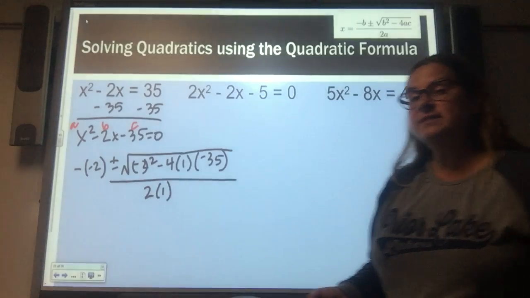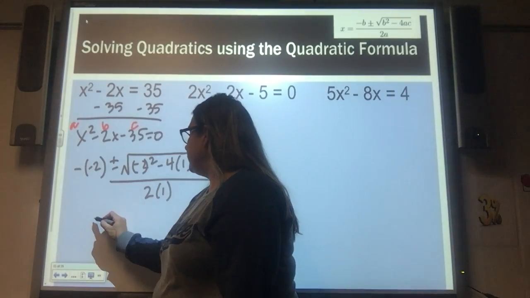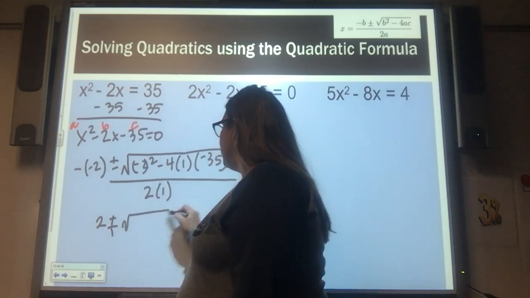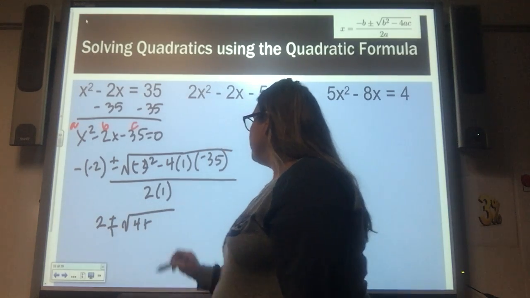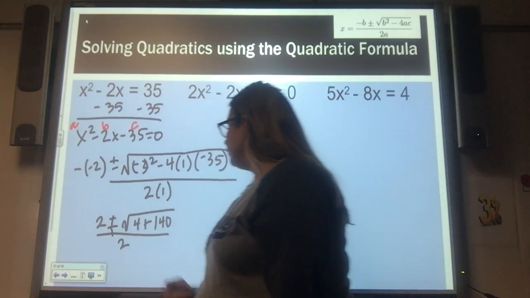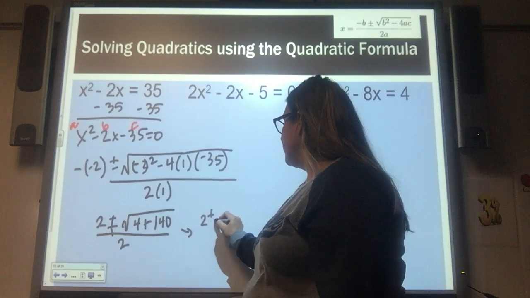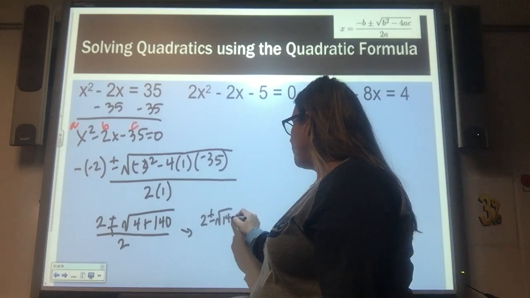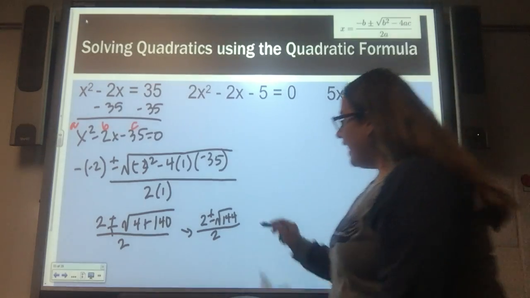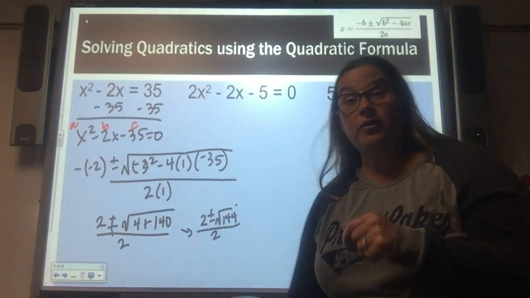I would recommend doing as much as you can in your head. So like opposite b, that's going to be 2 plus or minus the square root of 4 plus 140 all over 2. That's going to take me to 2 plus or minus the square root of 144 over 2.